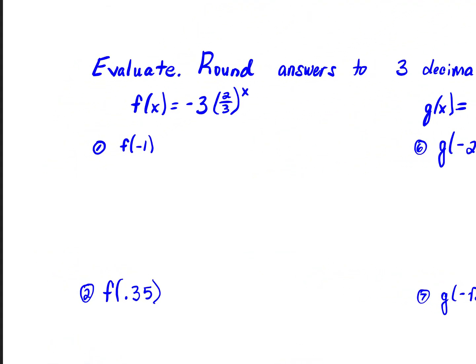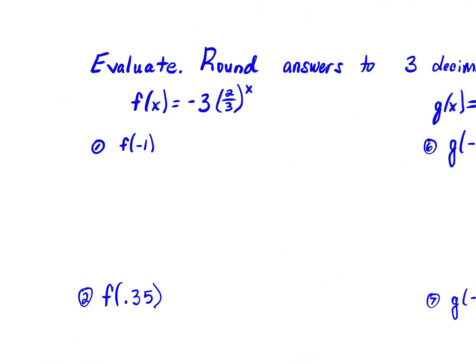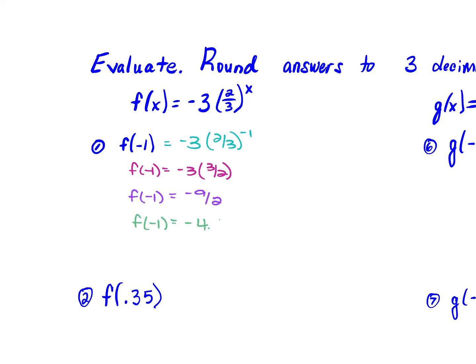If we look at number 1, this is going to give us f of -1. This is going to equal -3 times 2/3 to the power of -1. If we have the power of -1, it flips that fraction that it's attached to. So f of -1 is equal to -3 times 3/2, which is -9/2. It tells us to round to 3 decimal places, so we have to put this in decimal form. So f of -1 is equal to -4.5.